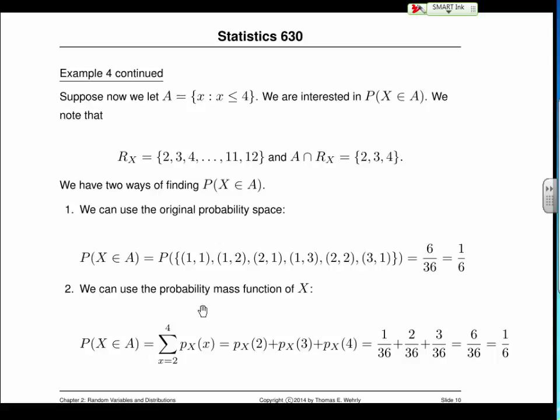Now, more commonly, once we have the probability mass function, we'll just use it to calculate probabilities for X instead of going back to the original sample space. So in the second approach, we have calculated the probability of 2, the probability of 3, the probability of 4. Those are these values here. We add them up and we're done. So the advantage of having the probability mass function is we no longer have to revisit the original sample space. We can calculate any probability involving X just using this probability mass function.